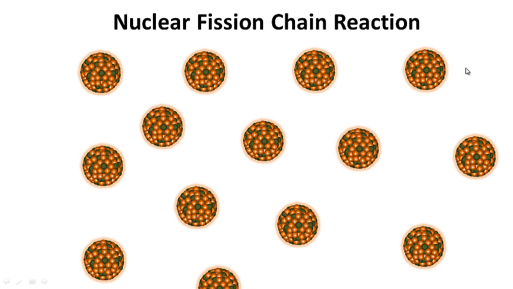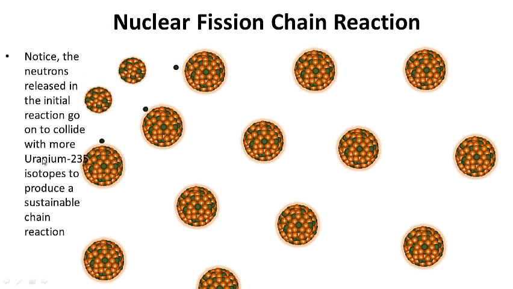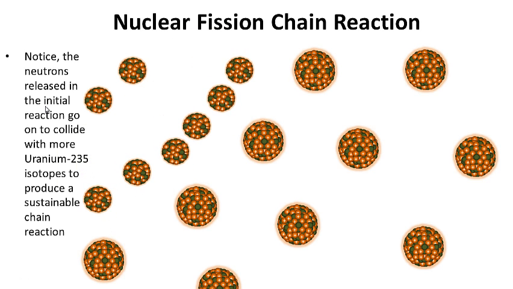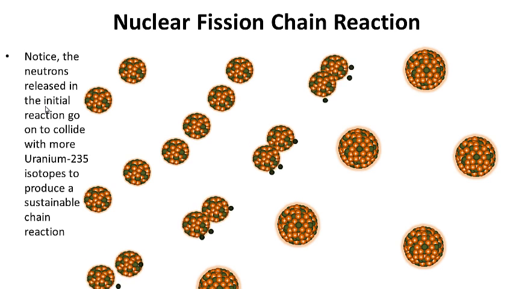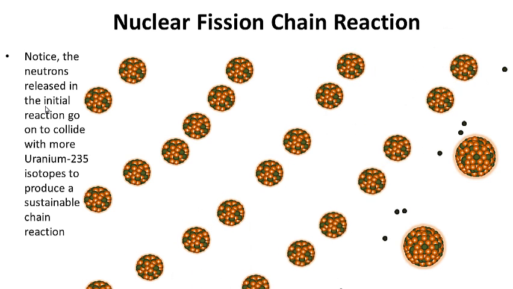Okay? Well, this is a pretty cool thing, the chain reaction. So, the chain reaction begins with a single neutron. A neutron collides. Okay, notice the neutrons released in the initial reaction go on to collide with more uranium-235 isotopes and produce a sustainable chain reaction and unleashing a lot of energy.